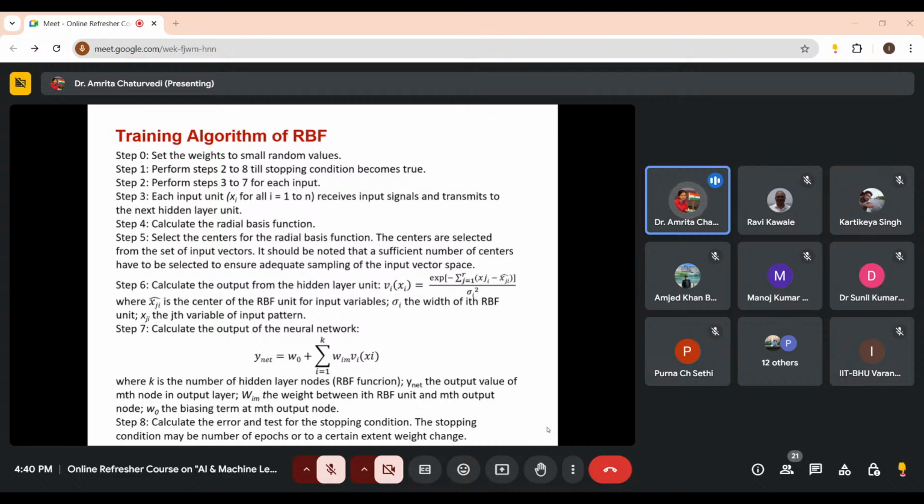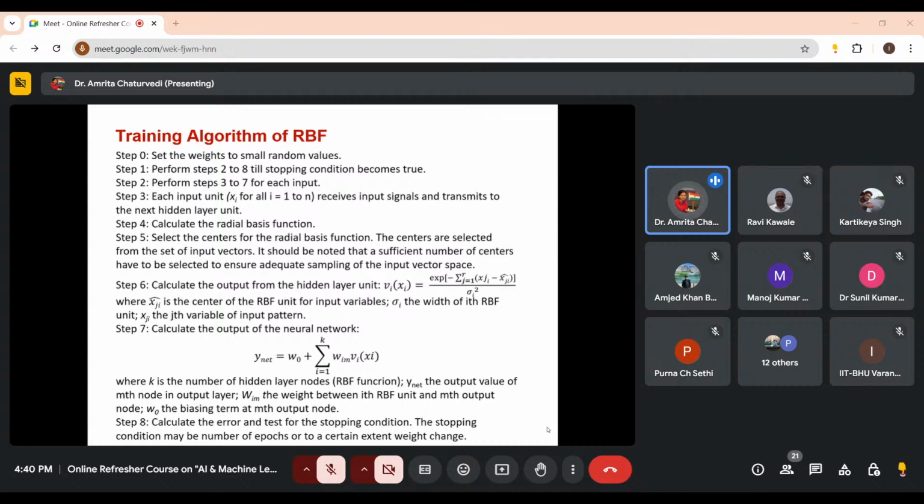So first of all, set the weights to small random values, then perform steps 2 to 8 till the stopping condition becomes true. Then perform steps 3 to 7 for each input. Each input unit xi, for i equal to 1 to n, receives input signals and transmits them to the next hidden layer unit. Then calculate the radial basis function using that formula which I just showed.